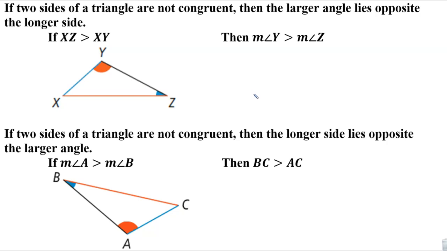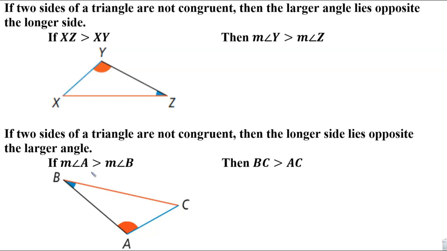So in other words, our bigger angles are across from the bigger sides, smaller angles across from the smaller sides. Our other property basically says the same thing, but just flips the order around. If two sides of a triangle are not congruent, then the longer side lies opposite the larger angle. So again, same idea.